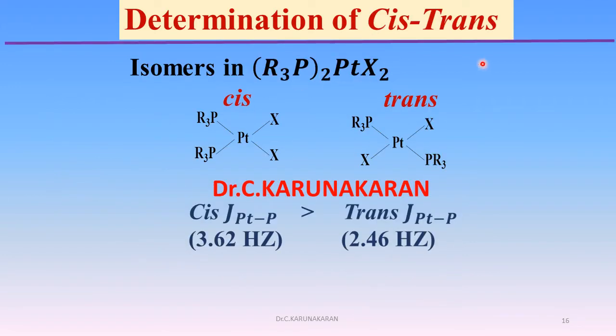NMR is also used to investigate cis-trans isomers. For example, in a platinum complex, the cis isomer will have a different coupling. Platinum I equal to 1/2, phosphorus I equal to 1/2, coupling constant. It is cis 3.62. From the coupling constant values, the cis-trans isomers can be determined.